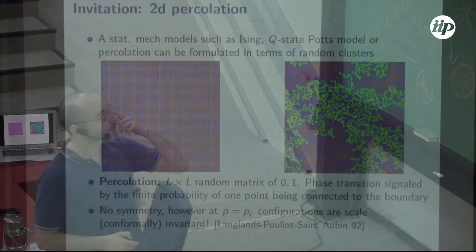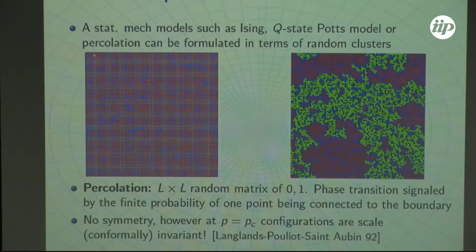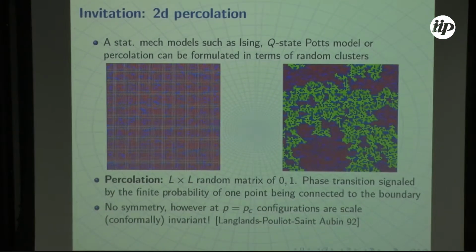Percolation is a very simple problem to state, especially in two dimensions. Essentially, we consider a matrix like this, and then we can color the elements of the matrix in different ways. For instance, in red with probability P, and in blue with probability 1 minus P. And therefore, on your laptop, it's very easy to draw a picture like this. This problem seems pretty dull, if you see it, but actually has a lot of structure.